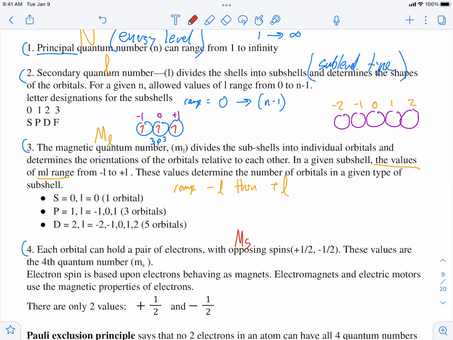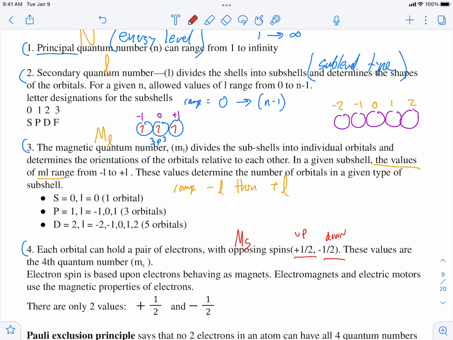M sub S is what we call the spin, magnetic spin. This quantum number has only 2 possible values, positive half or negative half, that's it. It's pretty easy because the positive half is the up arrow and the negative half is the down arrow. Depending on which one it is, that's the value we give, positive half or negative half.